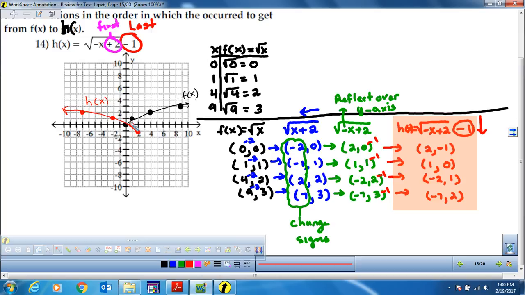So if I, for example, like we said, shift this function to the left 2 units, it's going to be here. Then we reflect it across the y-axis, then it's going to be here. And then when we shift it down 1 unit, it is going to create h of x.